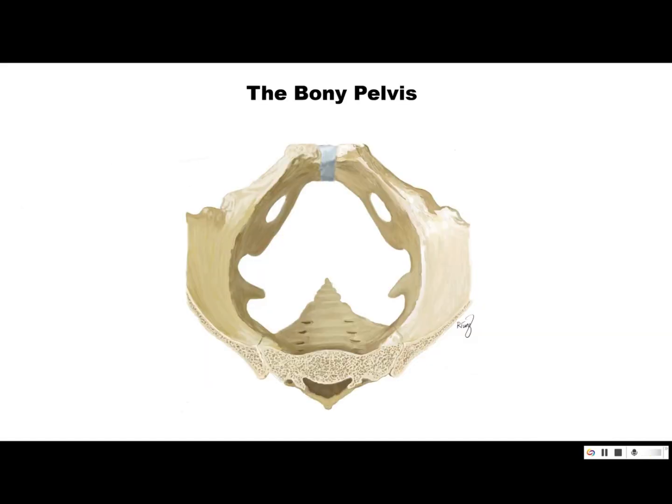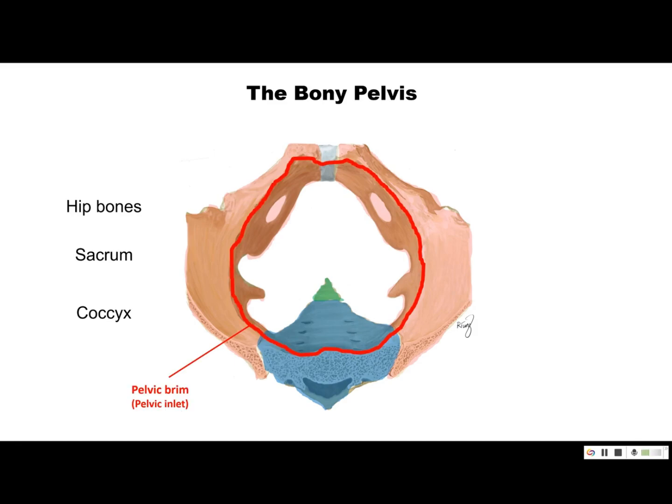The pelvis is made up of two hip bones, the sacrum, and the coccyx of the lower spine. The area the pelvic brim surrounds is known as the pelvic inlet. The area surrounded by the ischial spines, the coccyx, and ischiopubic rami is known as the pelvic outlet. These bones are held together in the shape of a basin by ligaments and muscles.